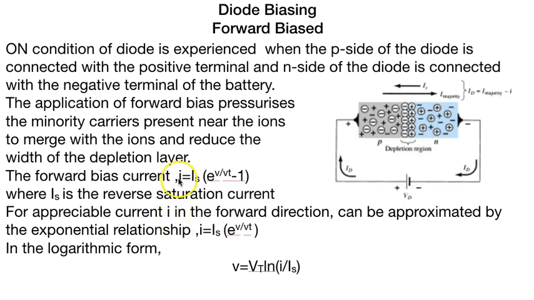Now we have already talked about the diode current, that the diode current is equal to Is e to the power V over Vt minus 1, where Is is the reverse saturation current. For appreciable current I in the forward direction, it can be approximated by the exponential relation I equals Is e to the power V slash Vt. In the logarithmic form, we can say that V is equal to Vt natural log of I over Is.